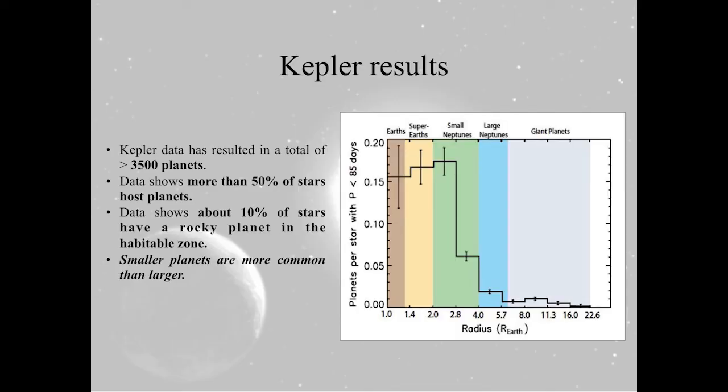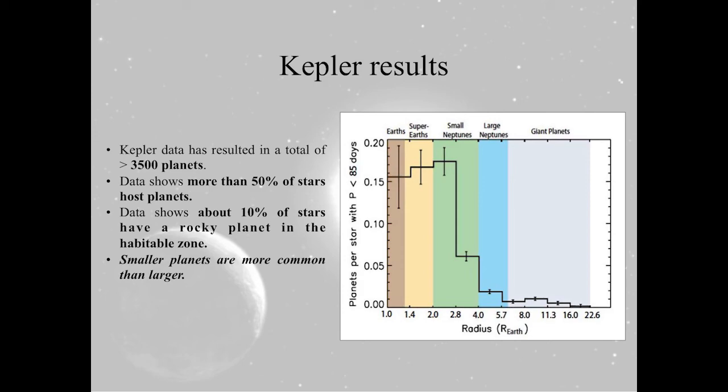Now Kepler worked quite well for about 3 years or so. Then it began to have some problems, but they were able to work through those problems and keep the spacecraft running even to this day. What did it find? Look at this graph here. Based on Kepler's data, we now know there are more than 3,500 planets that we have identified. That's a pretty good statistical sample, isn't it? And so you can begin to draw statistical lessons from that.